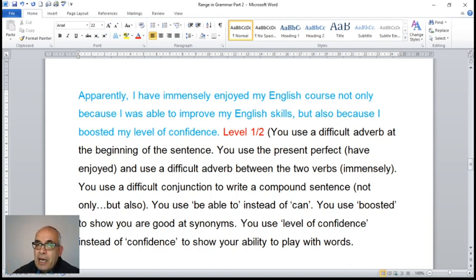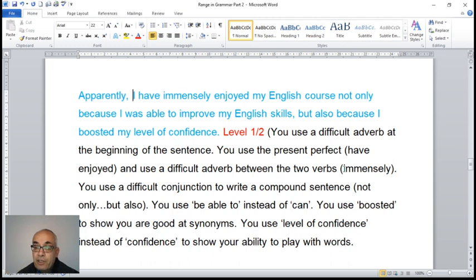But let me explain why it is like this. You use a difficult adverb at the beginning of the sentence. Apparently is an adverb because it has ly, and this is a difficult adverb. You don't say clearly, you say apparently. You use the present perfect, have enjoyed, and if you use the present perfect, it means you are entry 3 and above. And you use a difficult adverb between the two verbs, immensely.